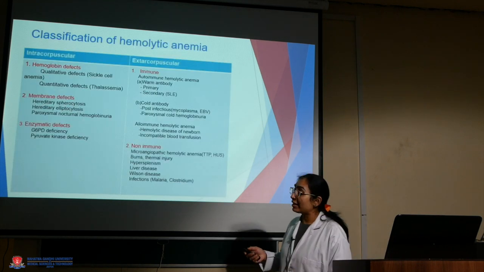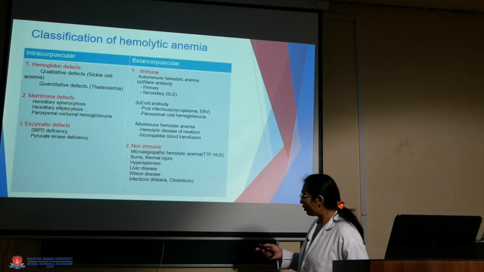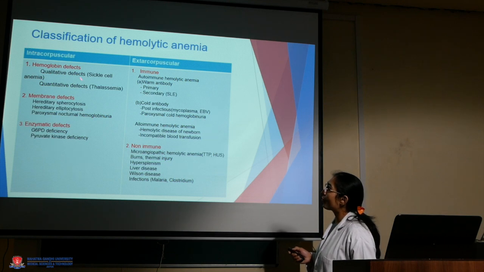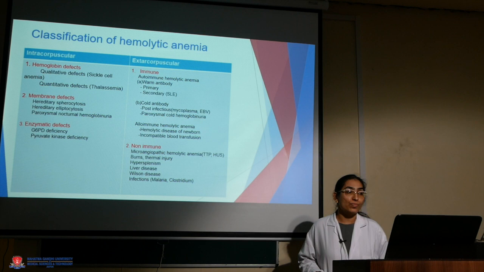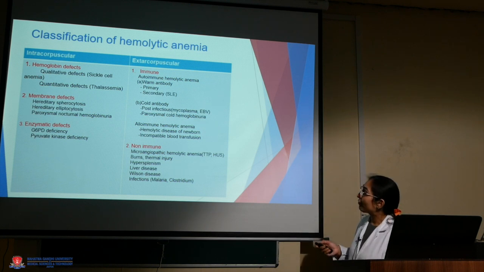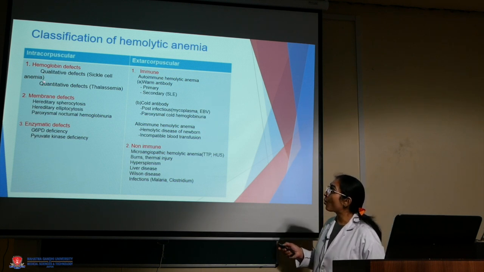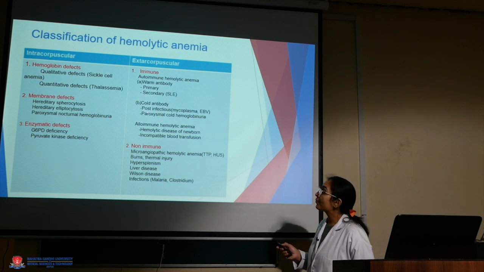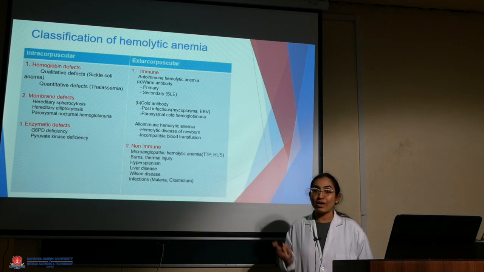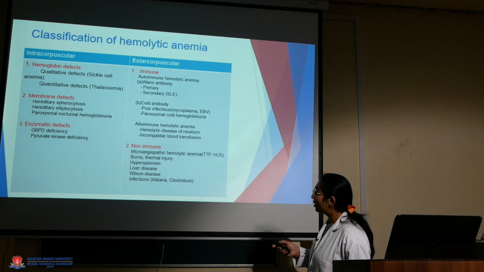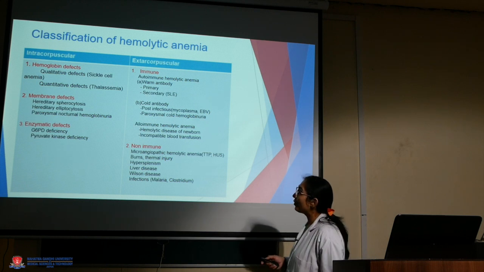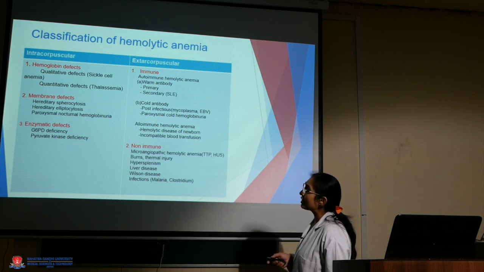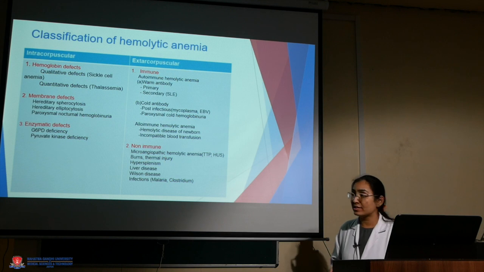So what is the next thing? Now next is the classification. So how do you classify? There could be intracorpuscular defects or extracorpuscular defects. Intracorpuscular include hemoglobin defects, where you have qualitative defects like sickle cell anemia and quantitative defects like thalassemias. Membrane defects, where the membrane of the RBC is defective due to genetic problems like hereditary spherocytosis, elliptocytosis, paroxysmal nocturnal hemoglobinuria. You have enzymatic deficiencies like G6PD deficiency and pyruvate kinase deficiency.